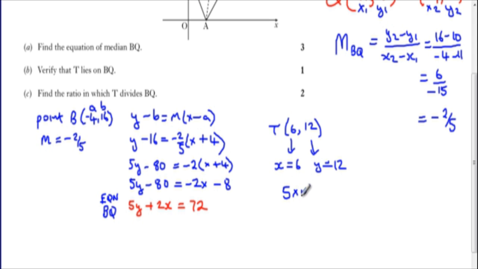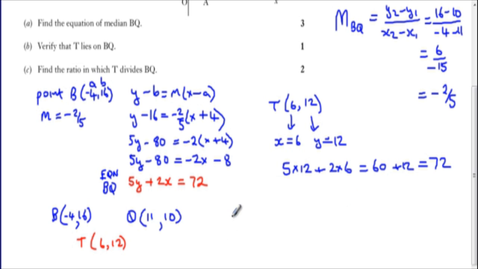So 5 times 12 plus 2 times 6 is equal to 60 plus 12, which does give 72. And since this is equal to 72, this verifies that T lies on the line BQ. Part C, we're asked to find the ratio in which T divides BQ.